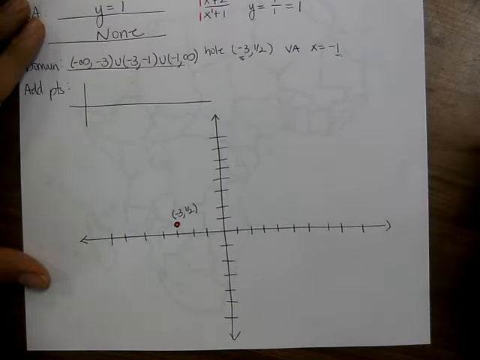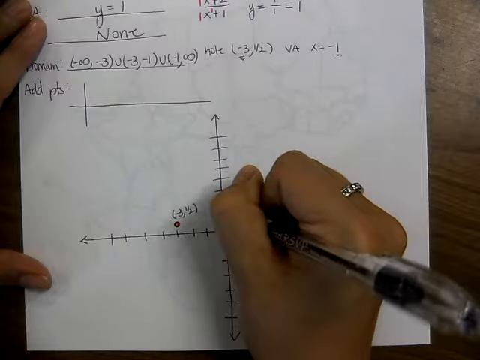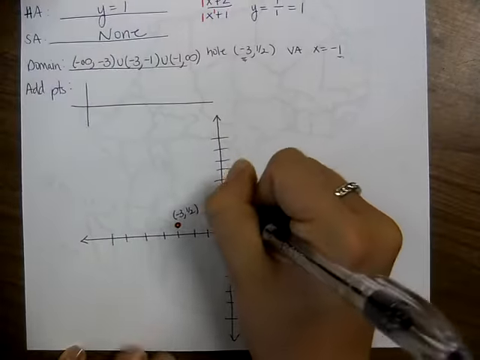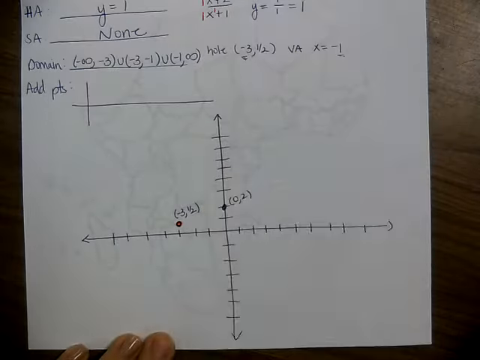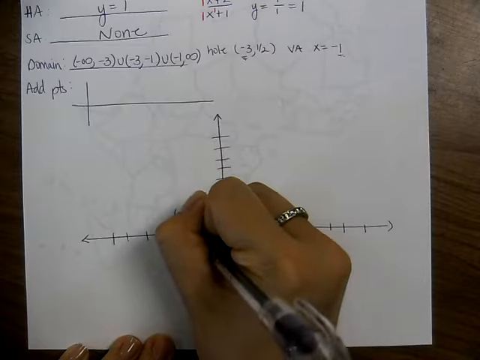Okay, so the y-intercept is at 0, 2. I'm going to label that point. -2, 0, I have an intercept.